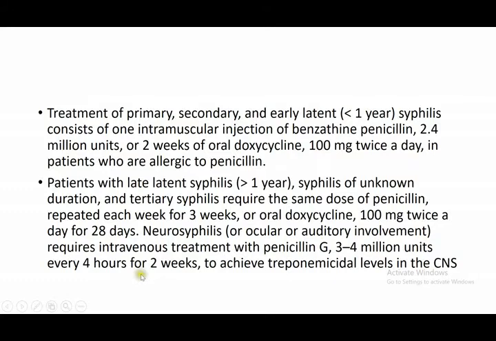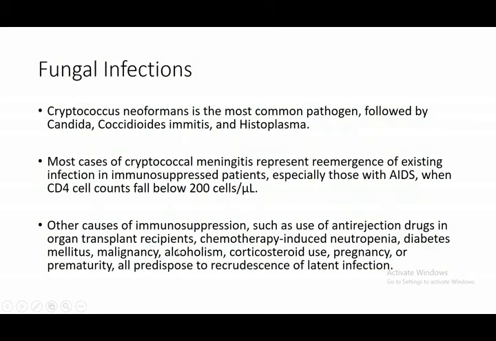Neurosyphilis, which is advanced stage of syphilis, and that is the chronic CNS infection that we are discussing now, it requires IV treatment with penicillin G every 4 hours for 2 weeks. Every 4 hourly for 2 weeks. So to achieve some bactericidal activity against treponema in the CNS. This stage you can't treat with only oral therapy. You have to give IV treatment with penicillin, neurosyphilis.